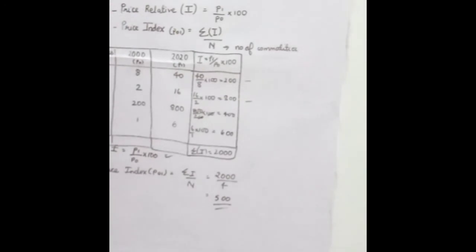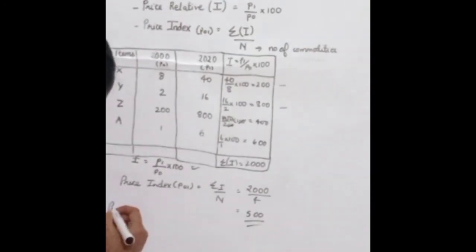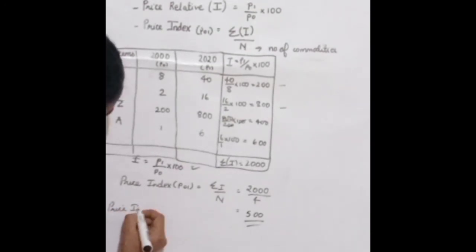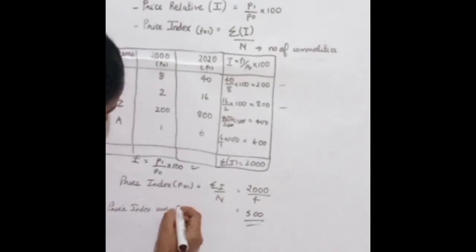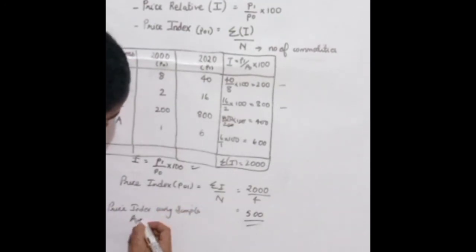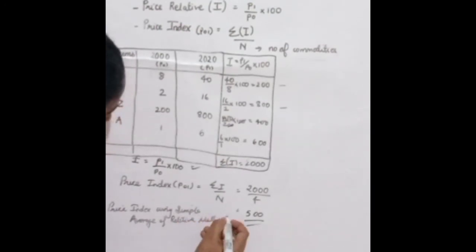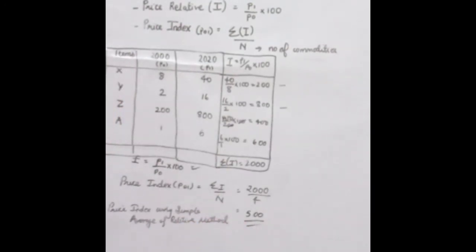These two are the home assignment questions. Wherein the first method question: the price index using the simple average of relative method is equal to 500.